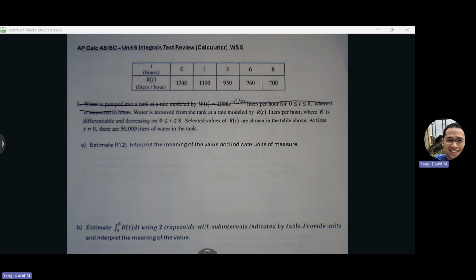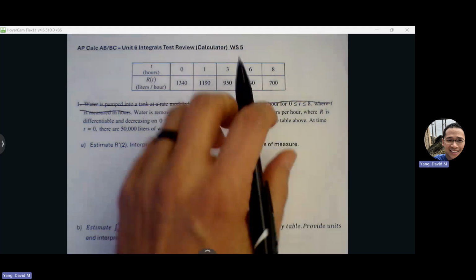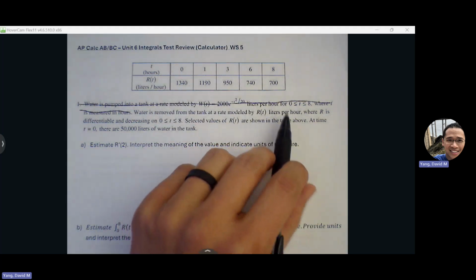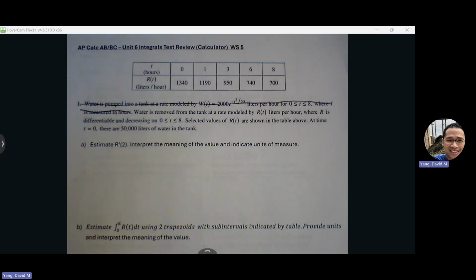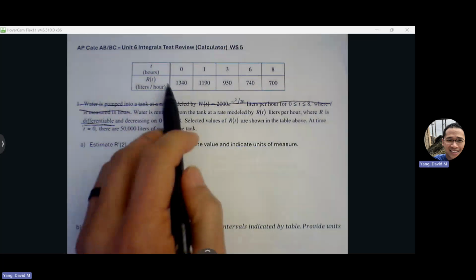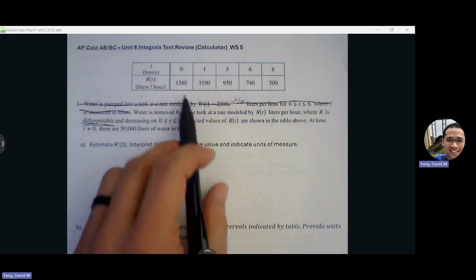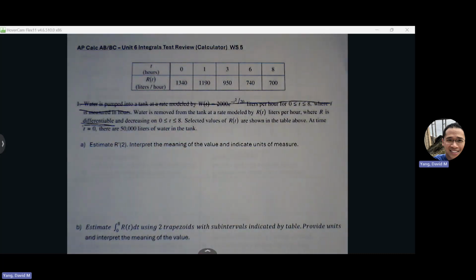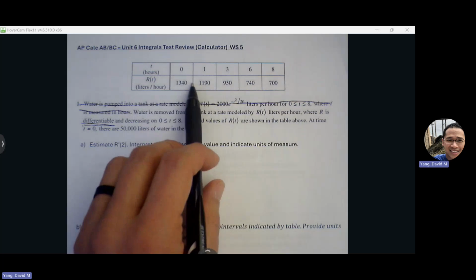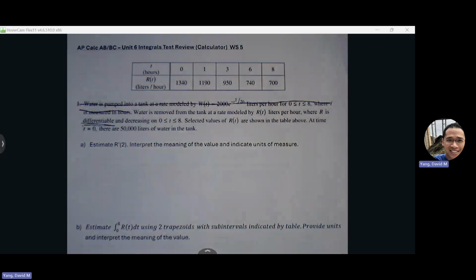All right, so water is removed from the tank at a rate modeled by R of t liters per hour, where R is differentiable and decreasing. So differentiable just means that the rate is not going to all of a sudden not exist. It's going to be smooth, continuous. R of t is going to exist for every point between 0 and 8. Selected values of R of t are shown. At time t equals 0, there are 50,000 liters of water in the tank.